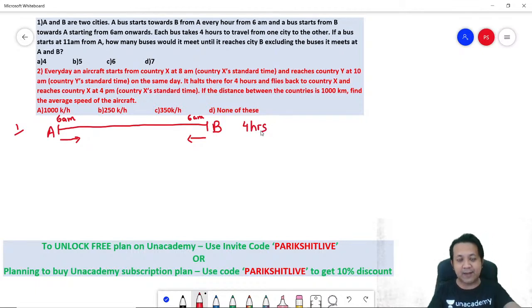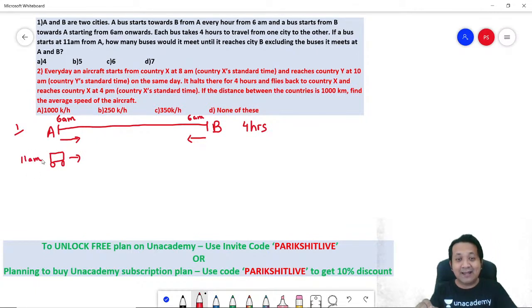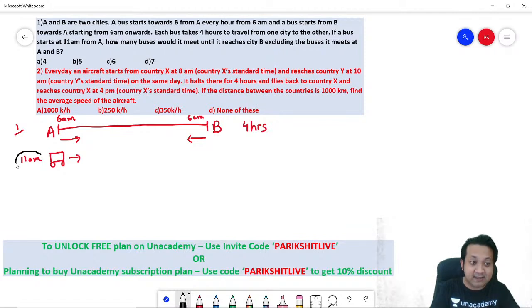So I've noted down the data. If a bus starts at 11 a.m. from A, so they tell you there is a bus which starts at 11 a.m. from A. So let's note it down, 11 a.m. from A. How many buses would it meet until it reaches city B, excluding the buses it meets at A and B? So I think it's a very easy question if you're able to visualize properly. Remember, the bus starts at 11 a.m. and every bus takes 4 hours to complete the journey. That would mean the bus would reach B at 3 p.m. Correct? The bus would reach B at 3 p.m.